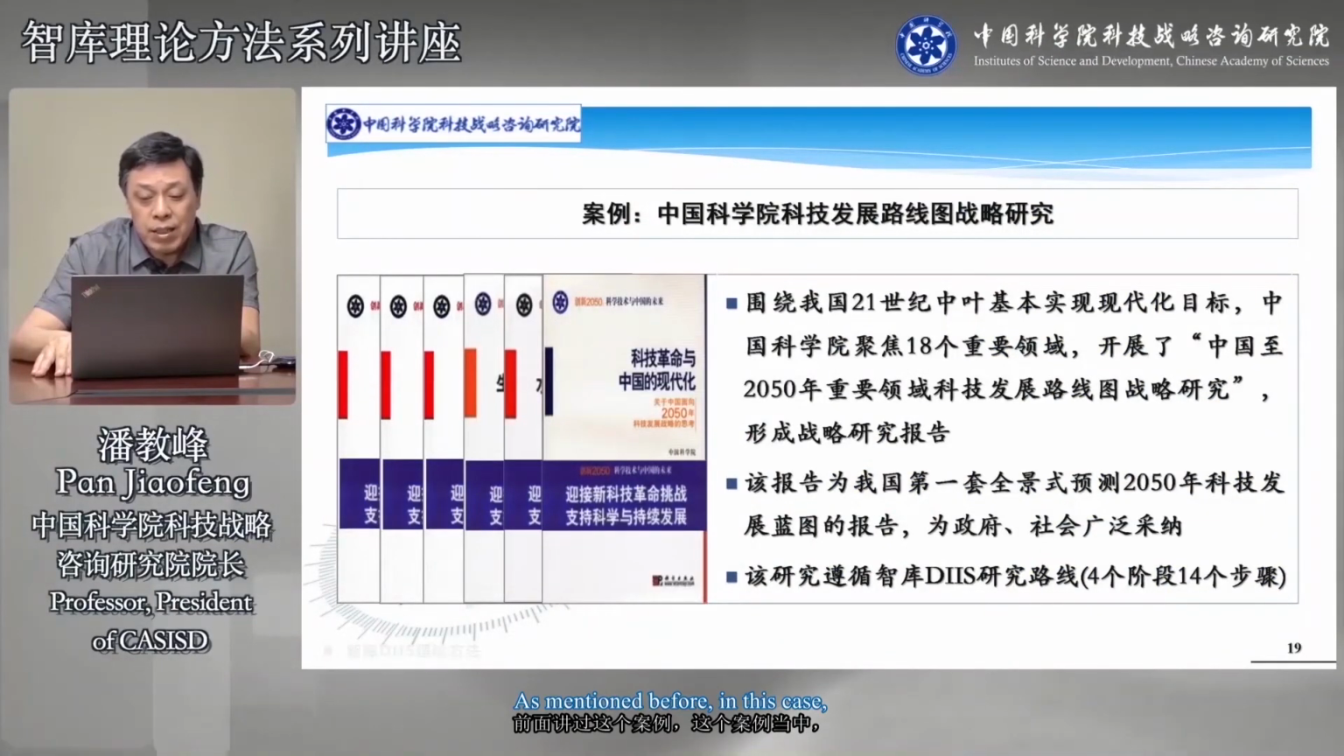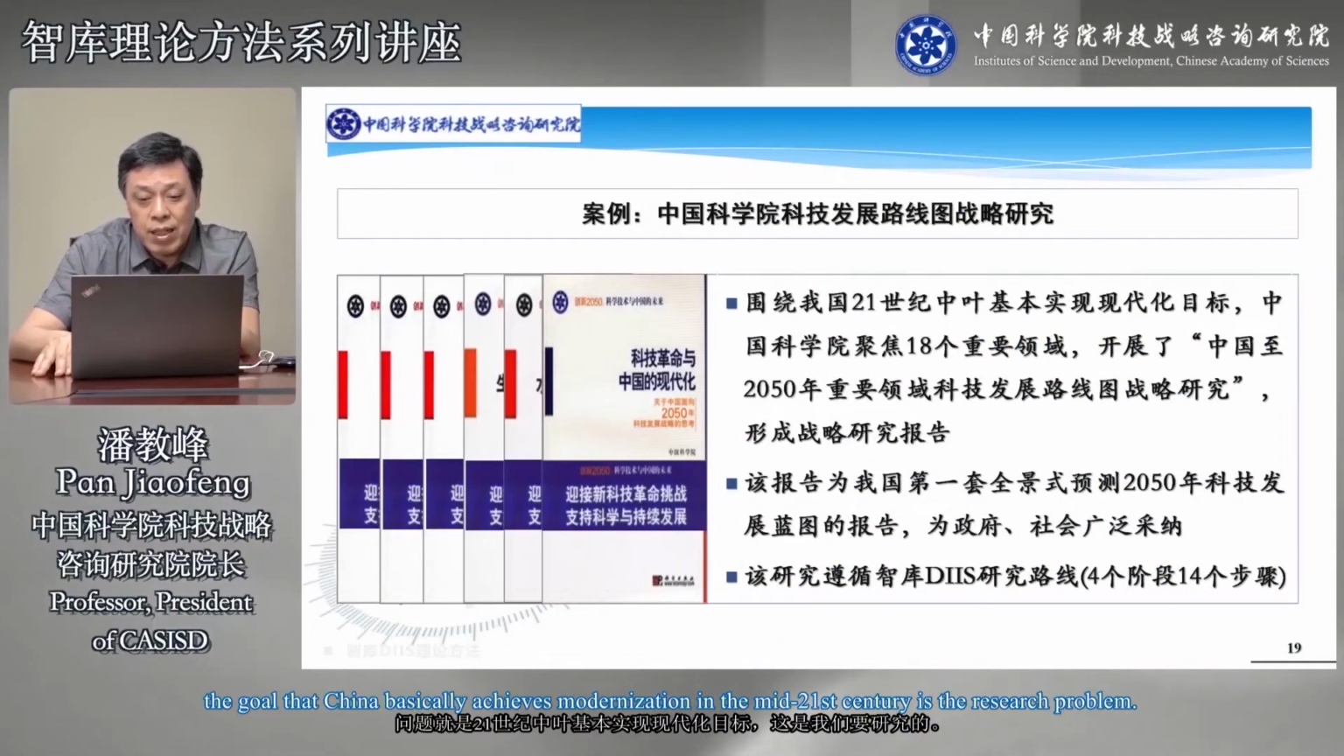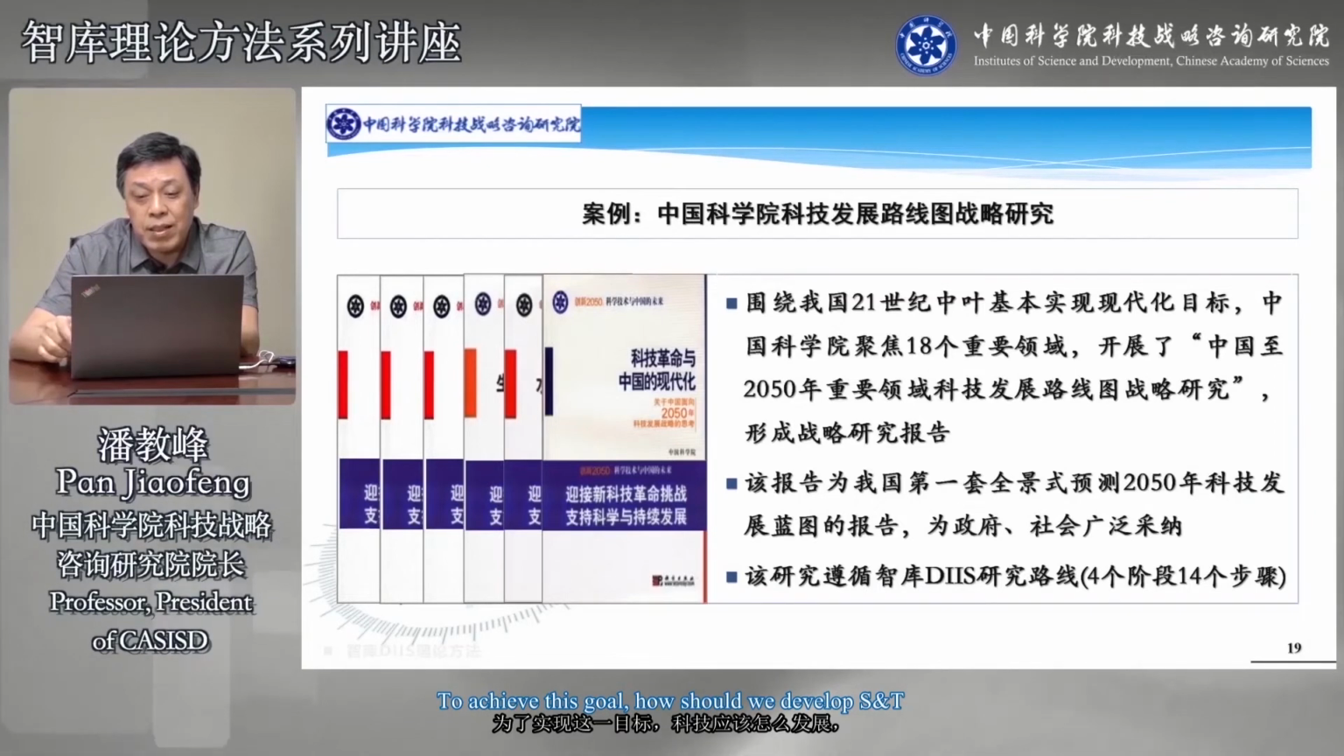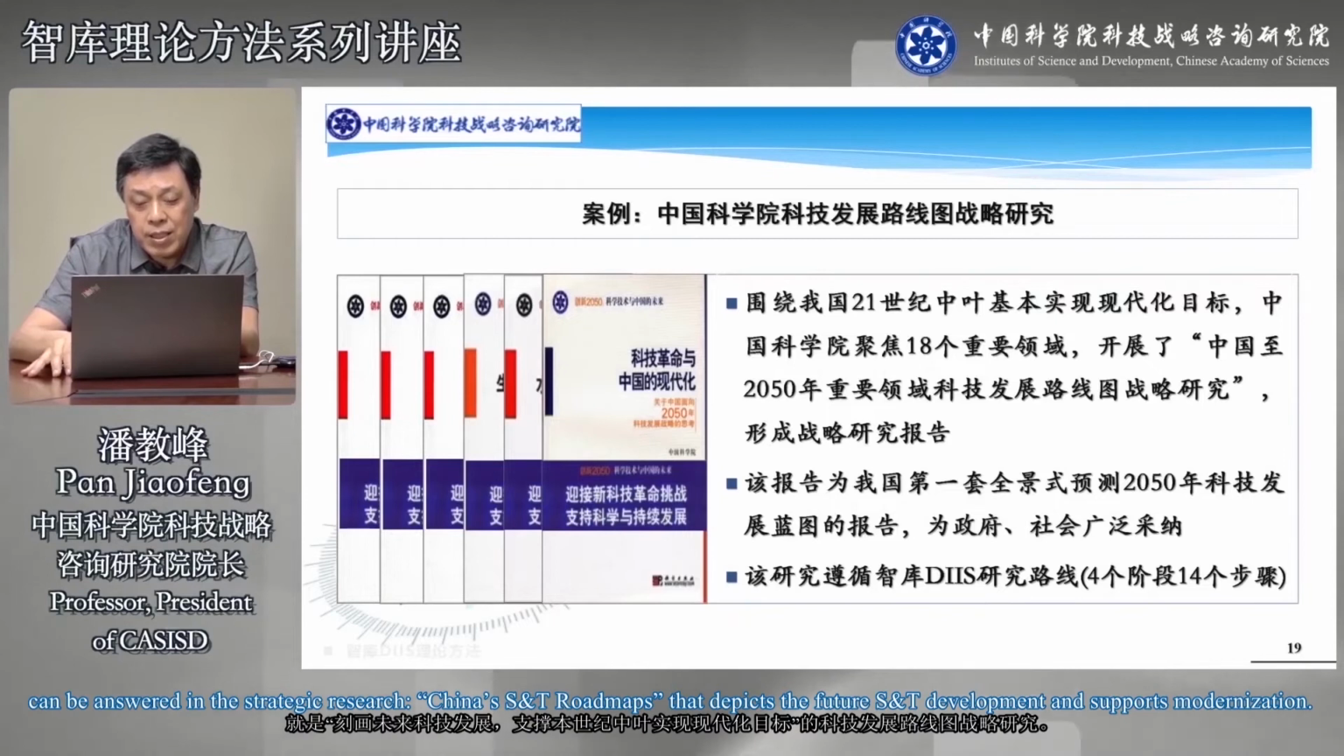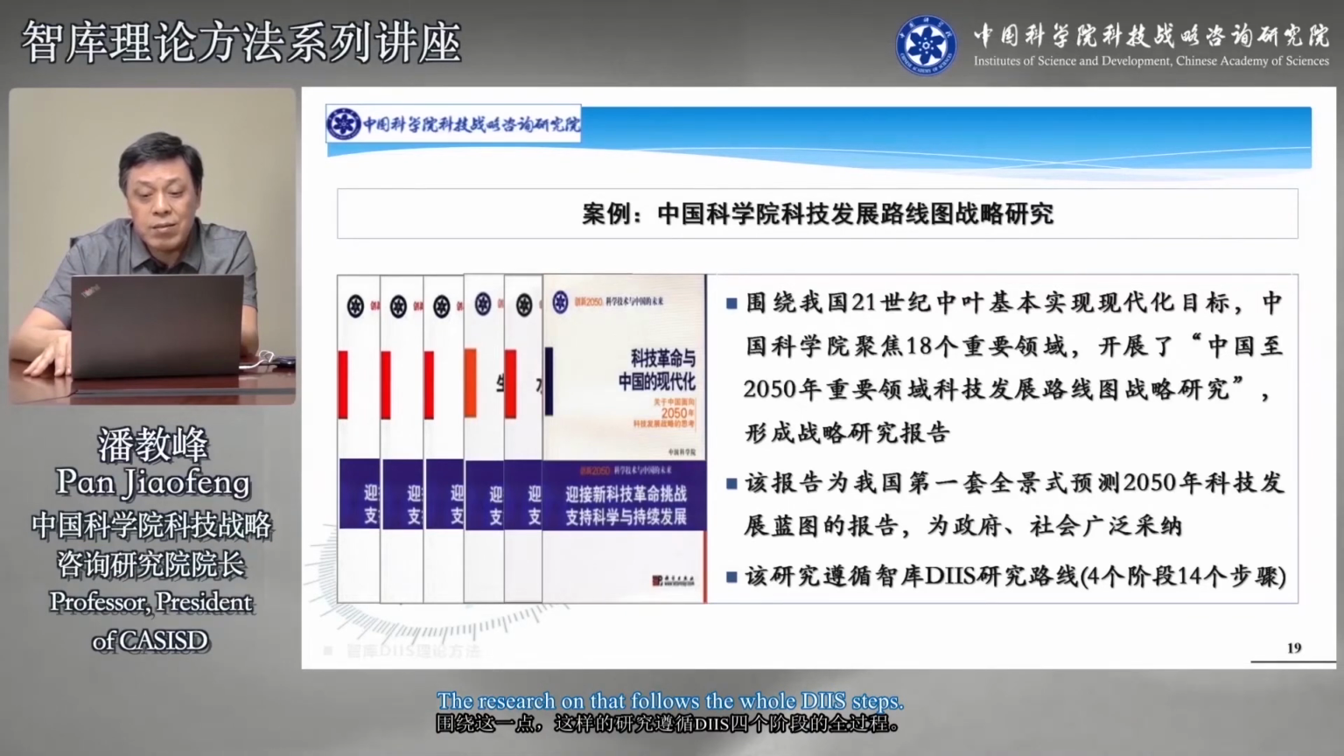As mentioned before, in this case, the goal that China basically achieves modernization in the mid-21st century is the research problem. To achieve this goal, how should we develop science and technology can be answered in the strategic research, China's science and technology roadmaps, that depicts the future science and technology development and supports modernization. The research on that follows the whole DIIS steps.